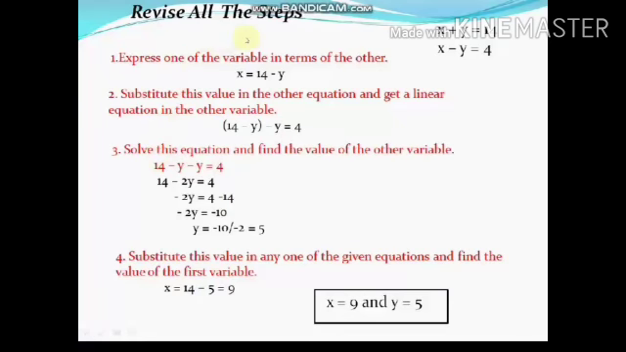Let us revise all the steps for another pair of equations. First step, express one of the variables in terms of the other. Here we can easily find the value of x. x will equal 14 minus y.